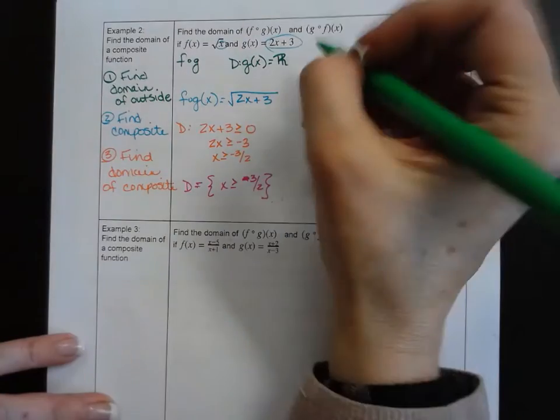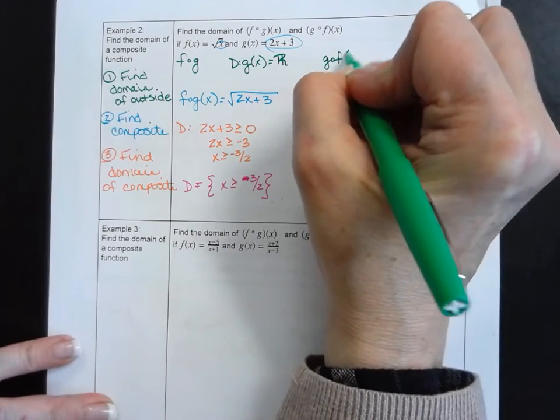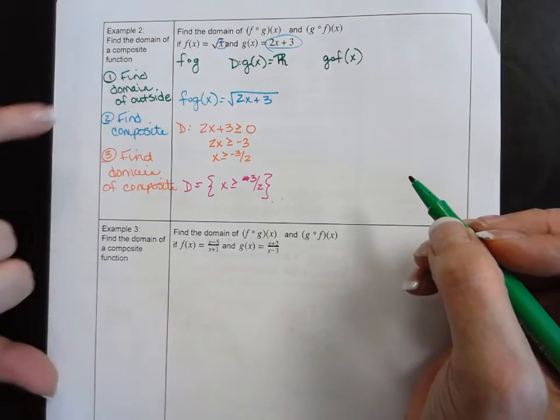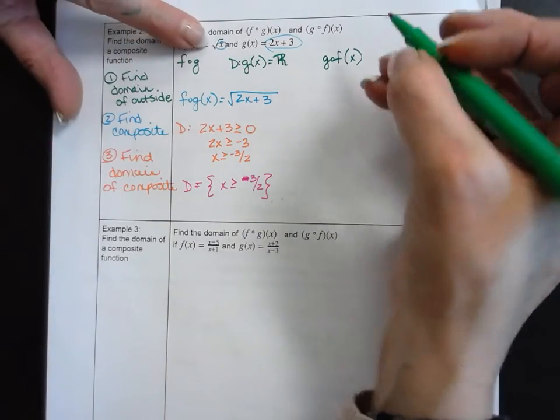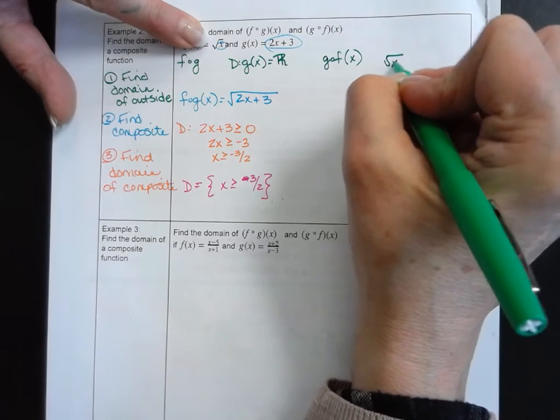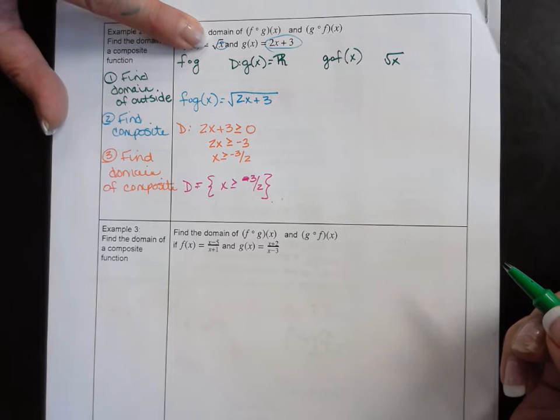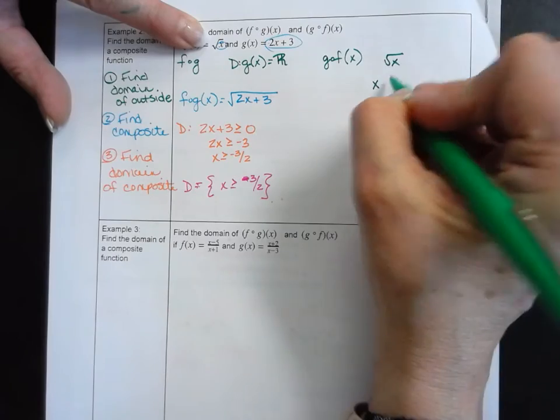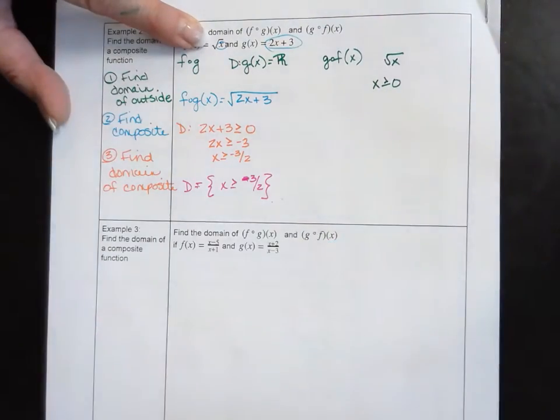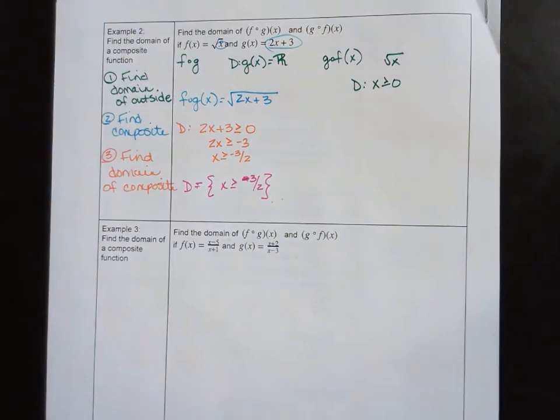Okay. All right, now let's do the g of f. So domain of the outside, now I want to do the square root of x. So do I have a fraction? No. But I have a square root, right? So that means x has to be greater than or equal to 0. Well, that was easy enough. Good.